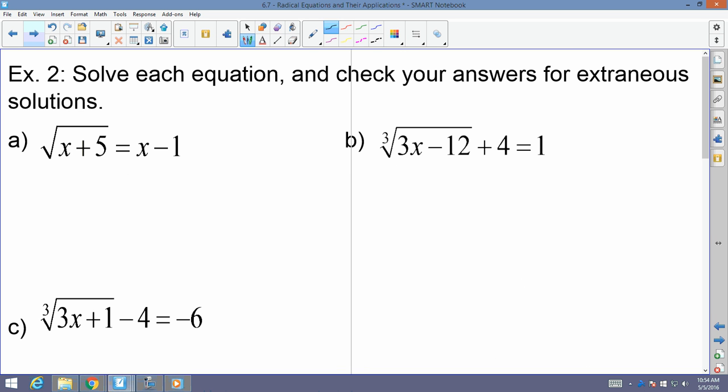All right. Okay, now we're going to get a little bit tougher. Now we're going to get into going old school. We're going to have some factoring and some old skills. First off, the radical's already isolated. Thank you. How do I get rid of that radical? In this case, the square root, so I'm going to square both sides.